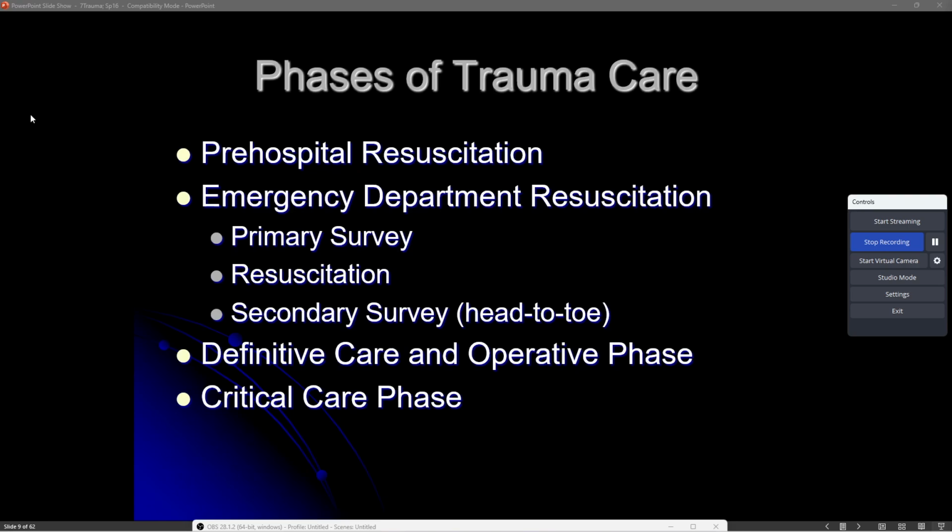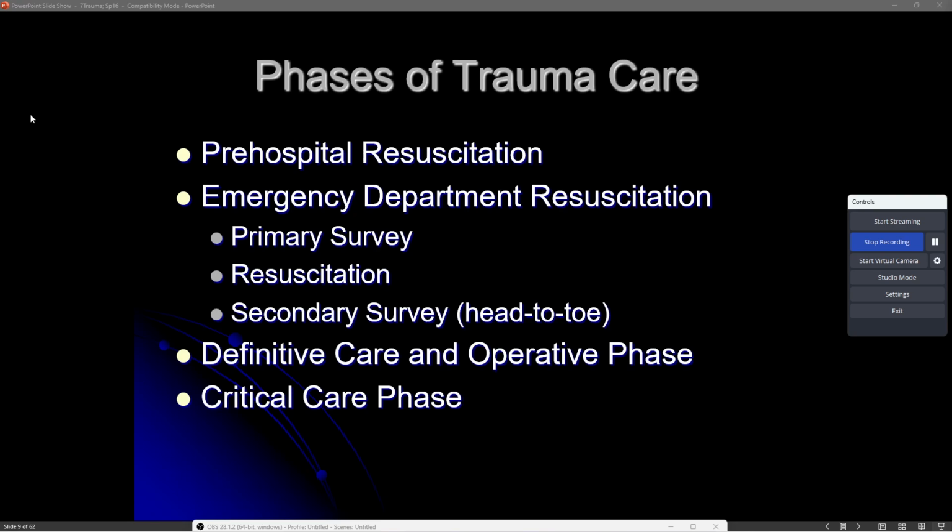So we're going to discuss our phases of trauma care. We have our pre-hospital and we have our emergency department. When we talk pre-hospital, we're talking about EMS, emergency medical services, talking about your EMTs and paramedics, or as people like to misnomer them, ambulance drivers. And yes, they do drive ambulances, but EMTs and paramedics are different.